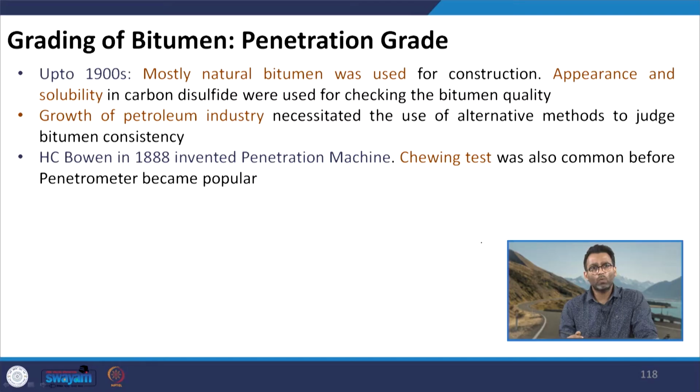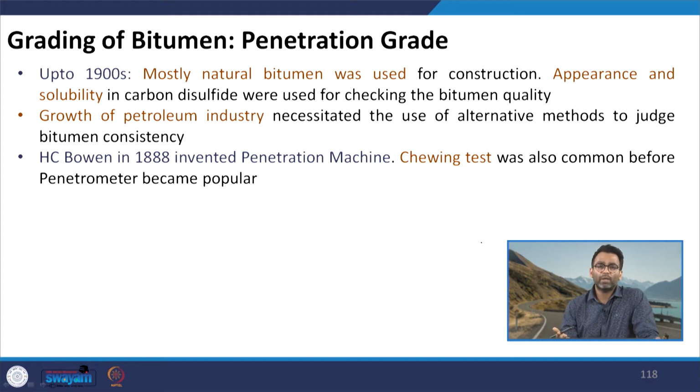During that time, around 1888, H.C. Bowen invented the penetration machine, or the penetrometer, as we commonly call it today. Various modifications were made to this penetration machine, the one which we use today. The initial penetrometer had undergone various changes which were made by ASTM and the Federal Highway Administration, which was called the Bureau of Public Roads during that time. So, they made several changes before adopting it in the specification.